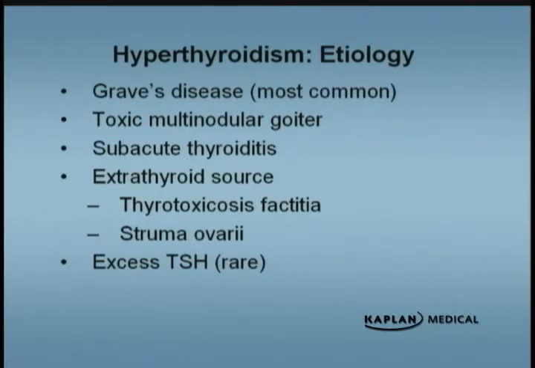And then there are extrathyroid sources, like thyrotoxicosis factitia, where people are taking exogenous thyroid hormones, and struma ovarii, where these people have tumors that produce either T3, T4, or TSH. Excess TSH from the pituitary is very, very rare. So I want you to know Graves' disease is the most common one. The second most common one that we see is toxic nodular goiter. And I want you to remember a little bit about subacute thyroiditis and factitious thyroiditis, because they also present with clinically hyperthyroid syndromes.